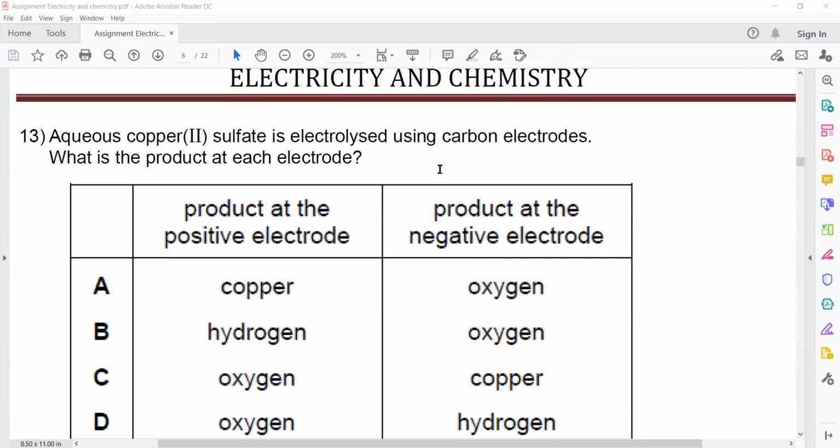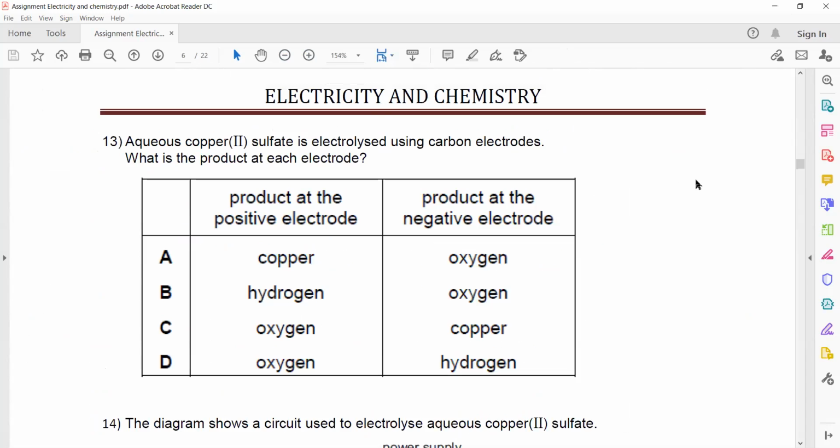There is a chemical cell topic, which is the last topic of this chapter. I will discuss it after this assignment.